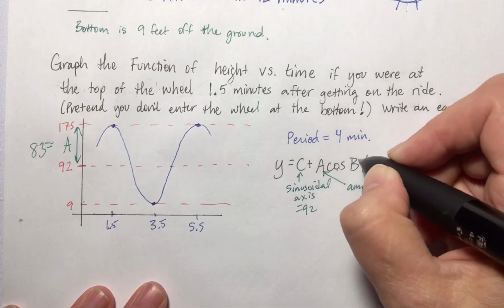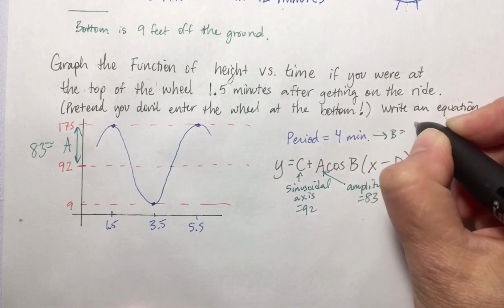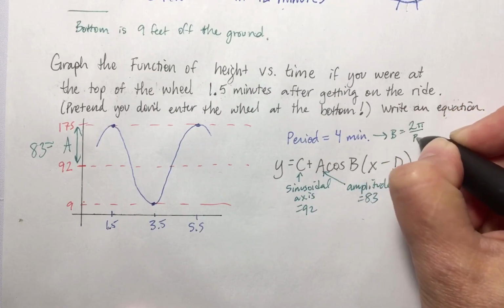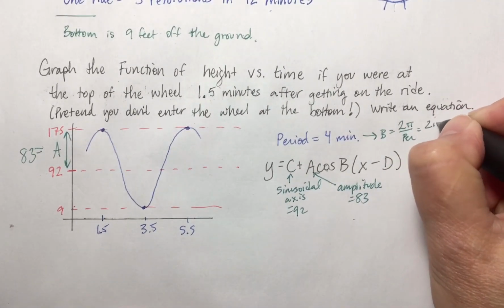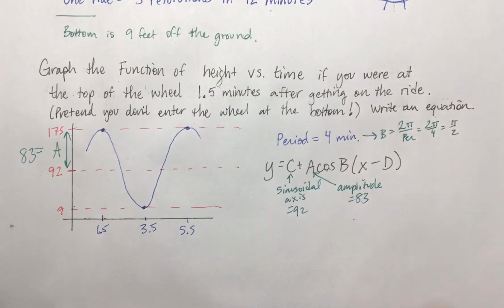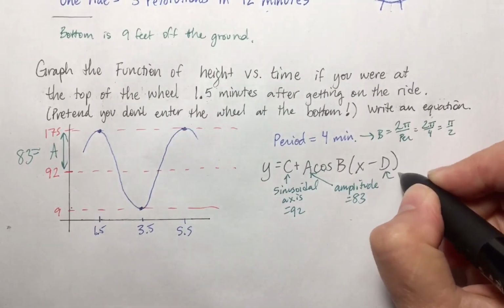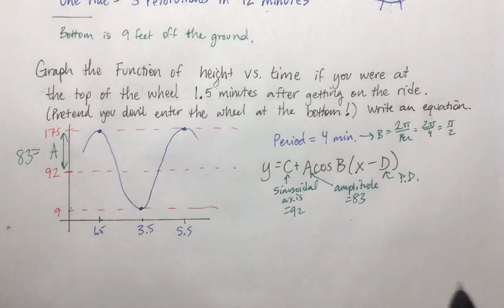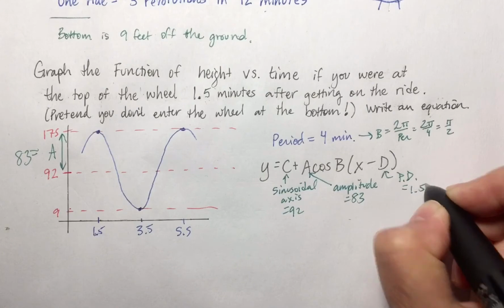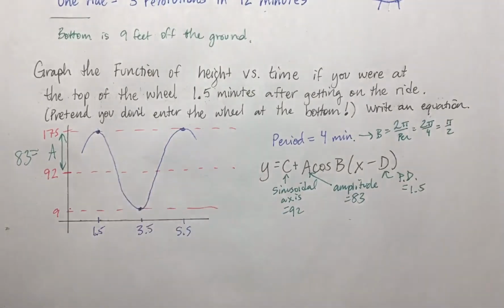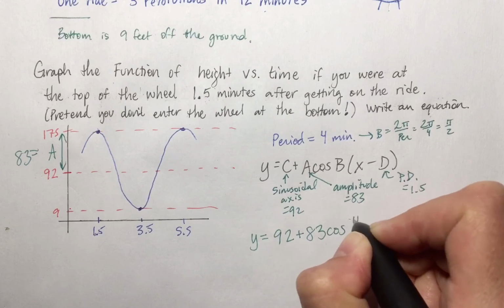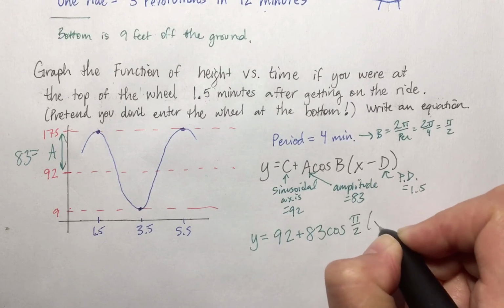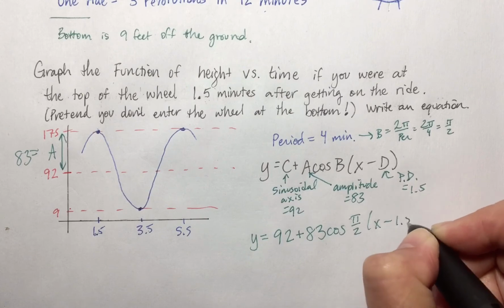The b we find using the period, because 2 pi over the period is our b. So in this case, 2 pi over 4, which is pi over 2. And then finally, our phase displacement is that horizontal translation, and I'm going to call that the 1.5 from where we knew we were at the top. So now we can write our equation. We have y equals 92 plus 83 cosine of pi over 2 times (x minus 1.5).